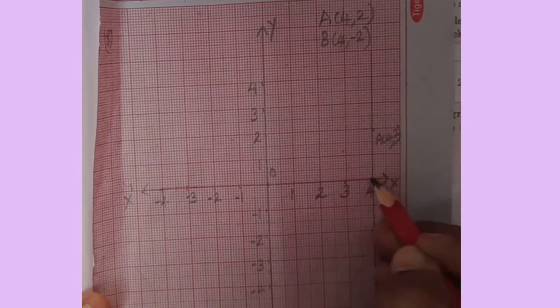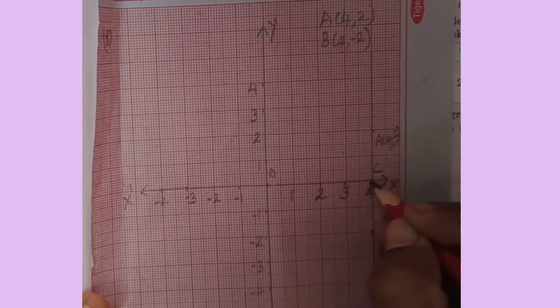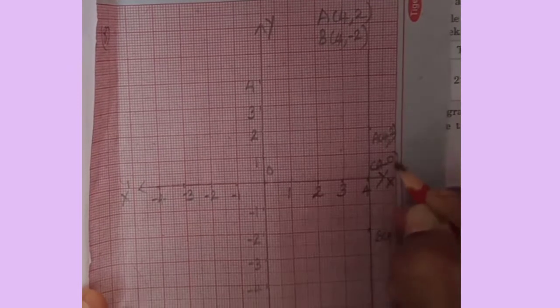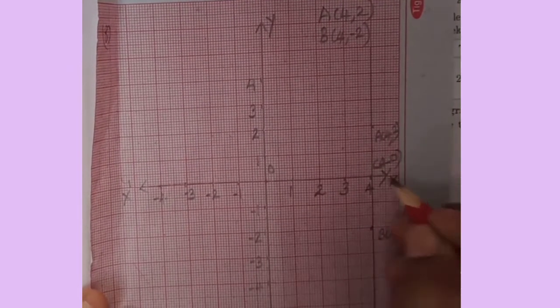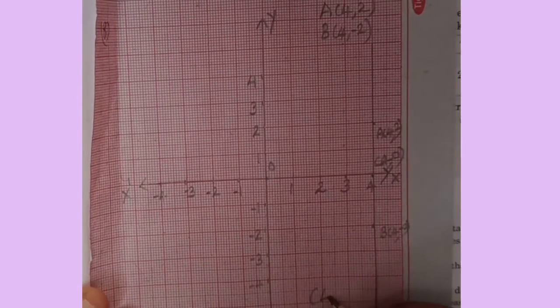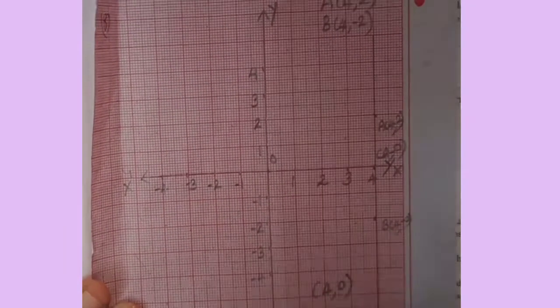So this point is, here the x value is 4 and the y value is 0. On the x-axis, the y value is 0. So the meeting point is 4, 0. So the answer is 4, 0.